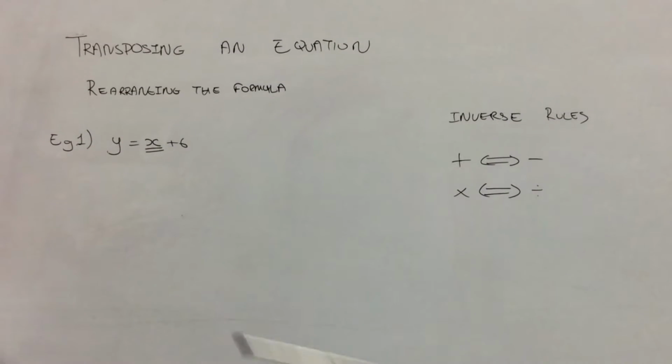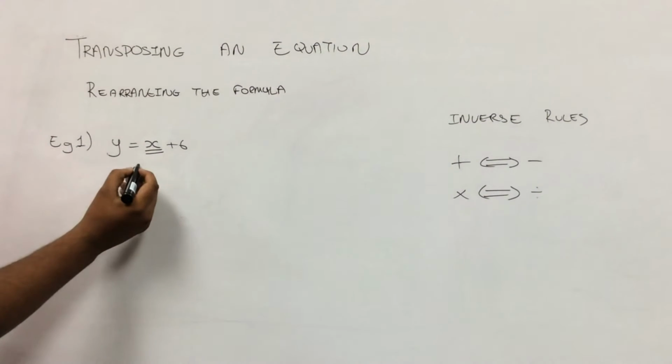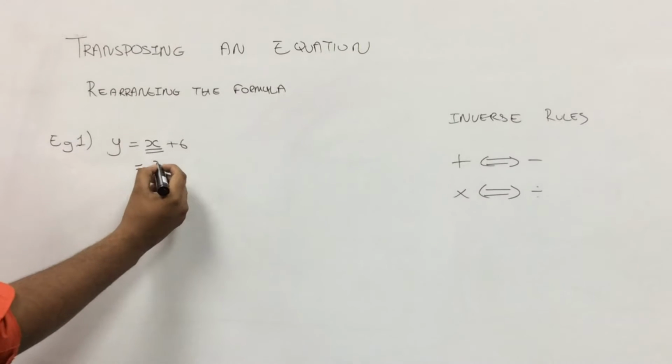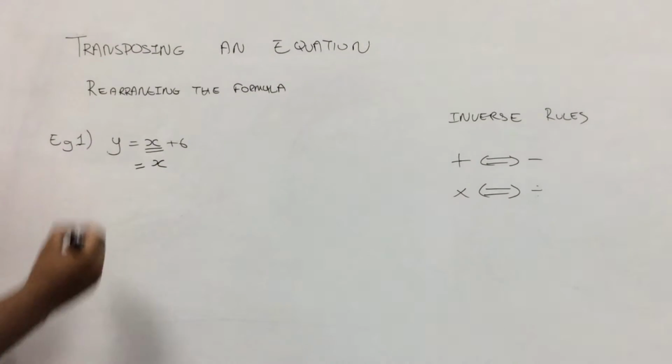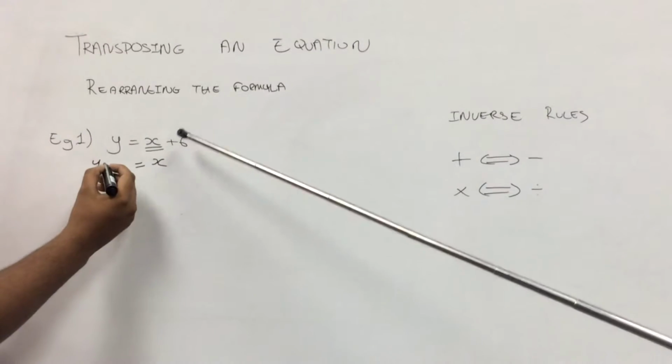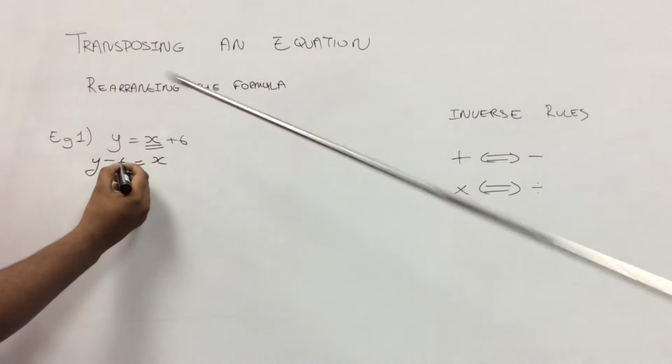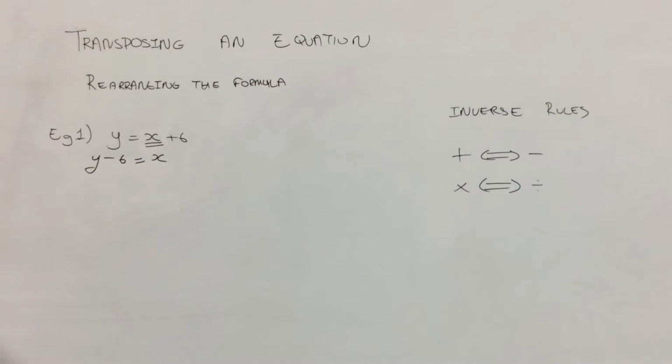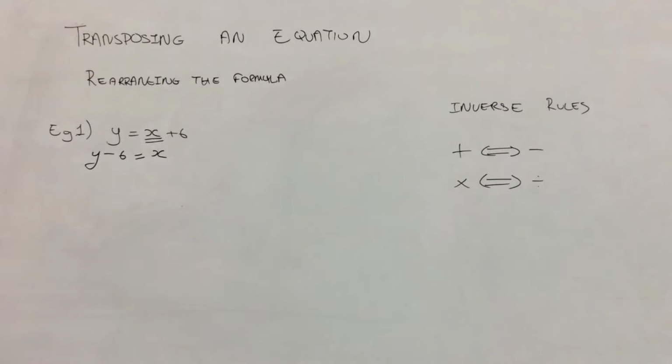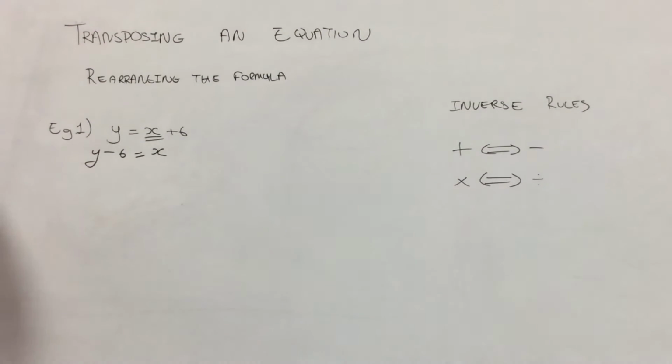Y equals x plus 6. We try to make x the subject of the formula, so we carry the plus 6 across the equal sign to get negative 6. The equation now reads y minus 6 is equal to x.